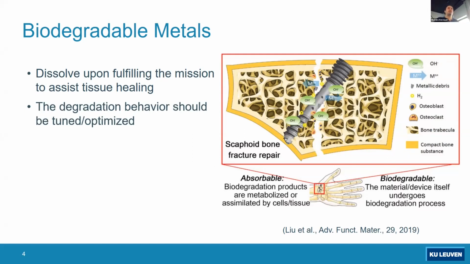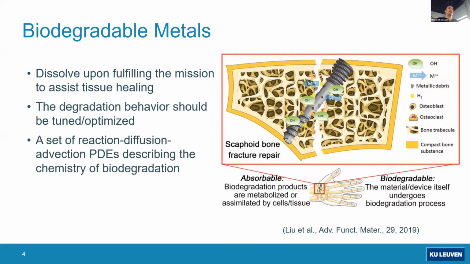It can be done with experiments or using simulation. So we have a set of reaction diffusion advection equations, as well as Navier-Stokes and stuff, to describe the chemistry that is happening during the corrosion. And it is also coupled with level set formalism for tracking the movement of the biodegradation front. So as I said, I don't want to go into the details of this model, but I have already presented it in FreeFEM Days.